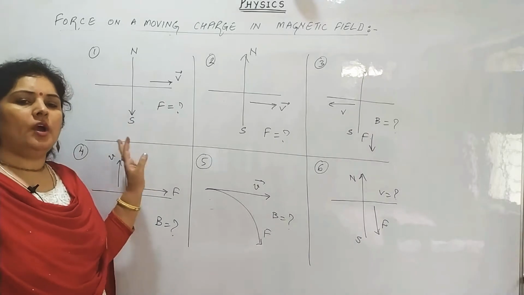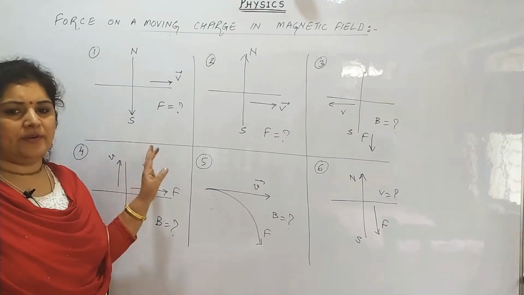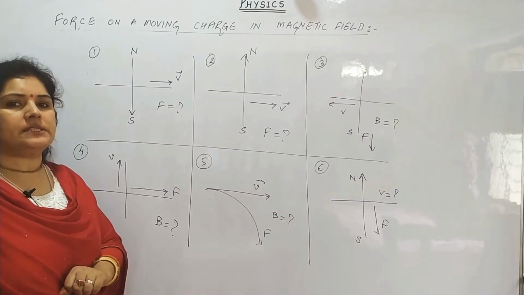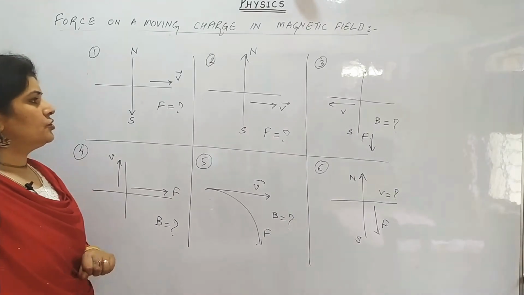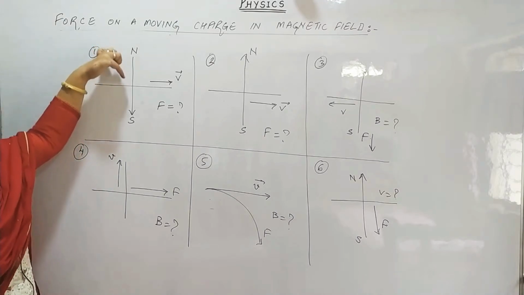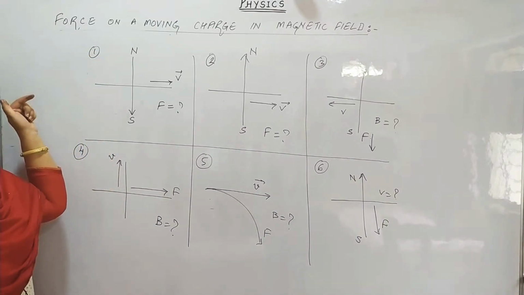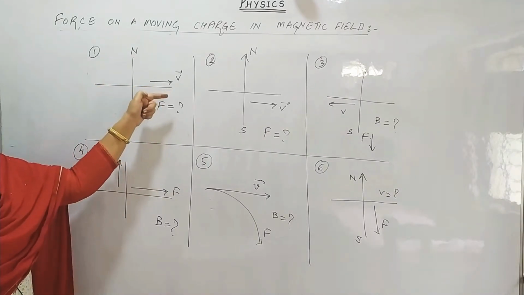So in all of them you have to apply Fleming's left hand rule. We'll discuss them one by one. You cross-check your answers along with this. In the first problem, the direction of magnetic field is from north to south. The direction of motion of the charge is towards the right.